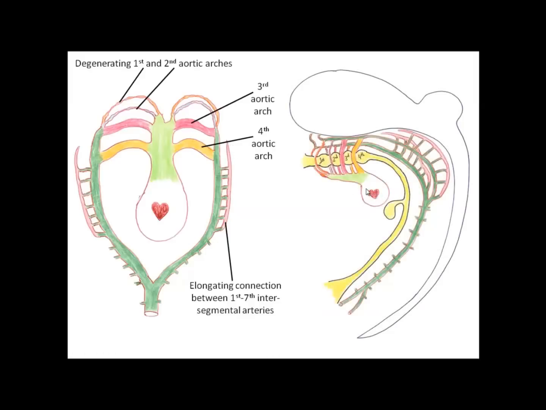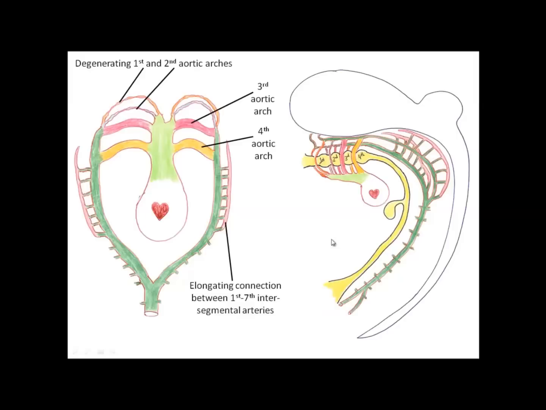Here's a view from the side, a little more complicated. First, second, third, fourth aortic arches are associating with first, second, third, fourth pharyngeal pouches, which will form various glands and other structures, but they're all stretching towards the dorsal aorta, but at the same time, from the seventh to the first intersegmental artery, we're having a vessel that's starting to reach cranially towards the base of the brain right here.